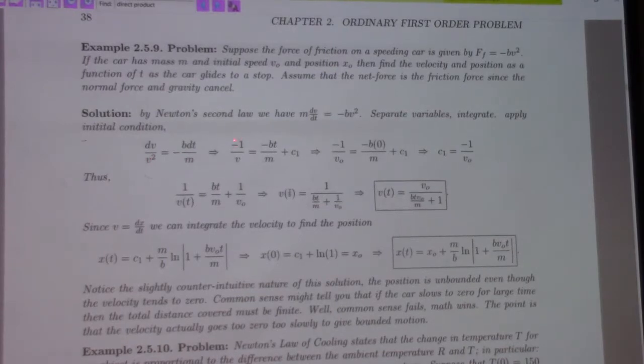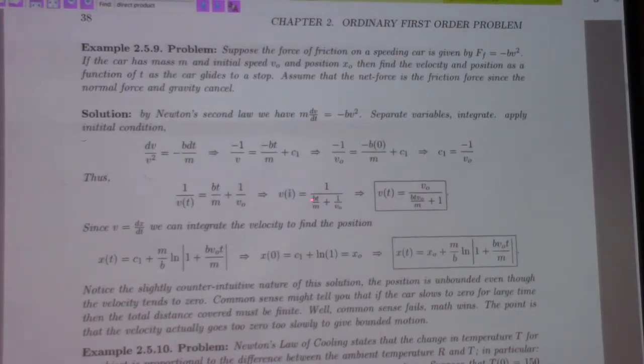And then integrate. Minus 1 over v is minus b t over m plus a constant. Goodness. How can you guys keep looking at that? It's okay for you? It happens in every class? Good night. All right, anyway.